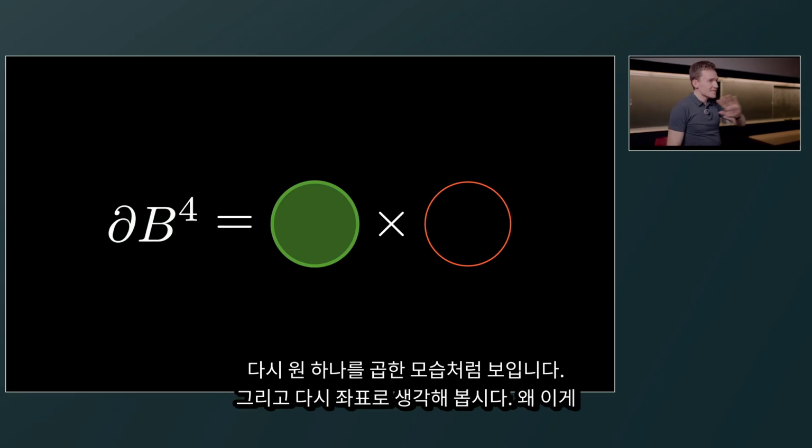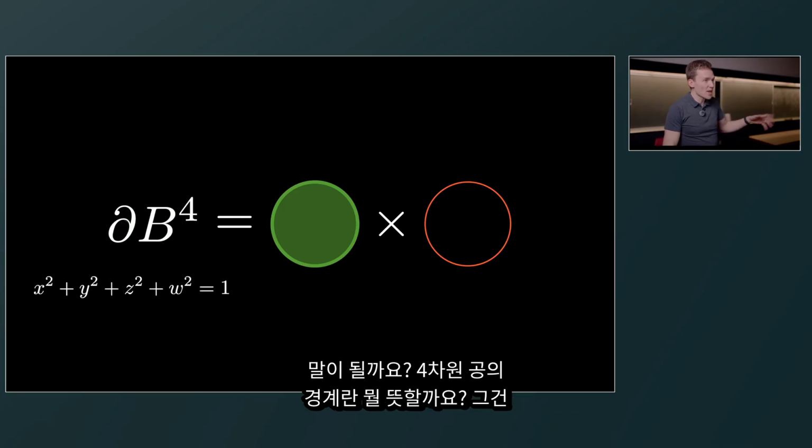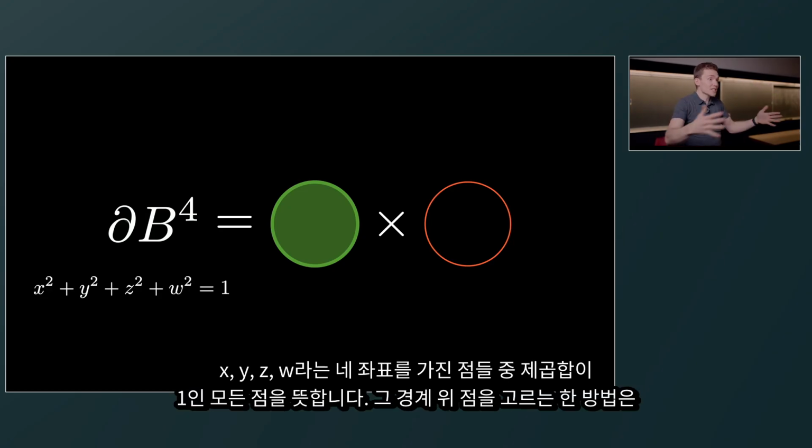And again, let's think in terms of the coordinates. Why does this make sense? What do we mean by the boundary of a 4-dimensional ball? Well, we mean all the points x, y, z, w, got 4 coordinates now, where you add up their squares and you equal 1.